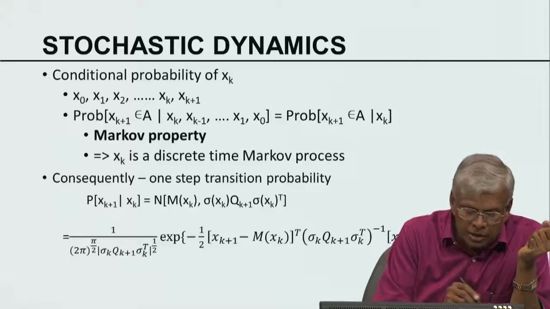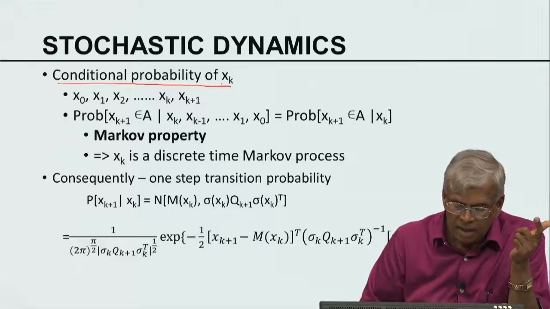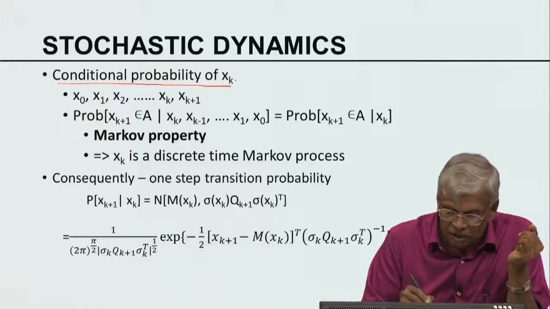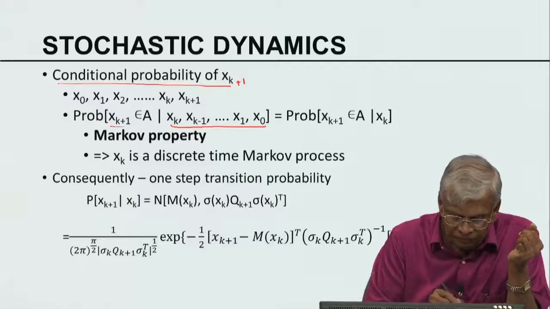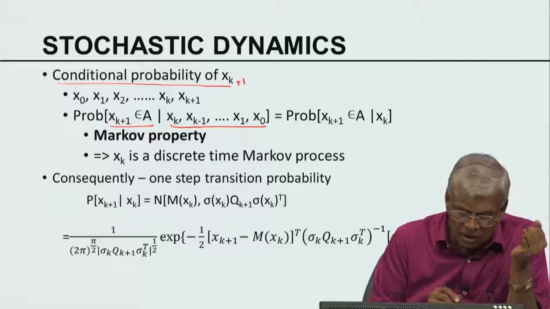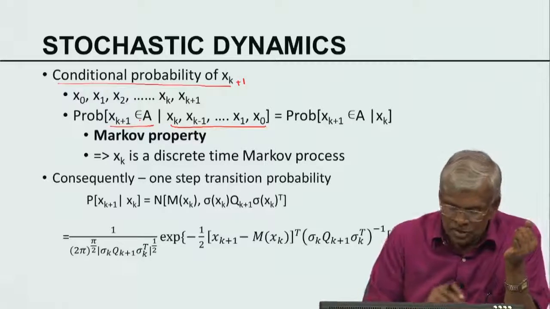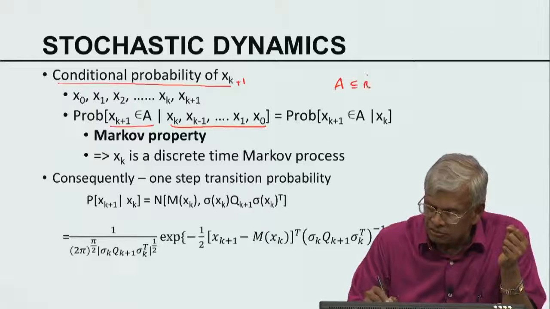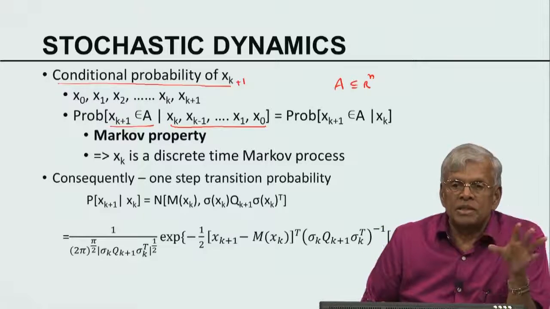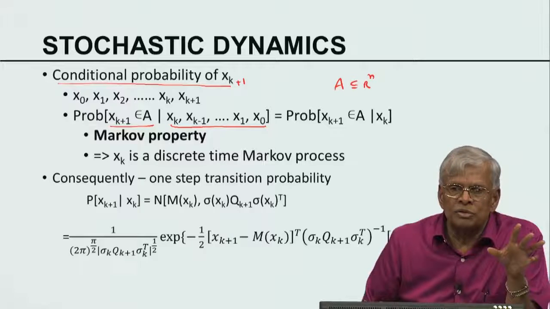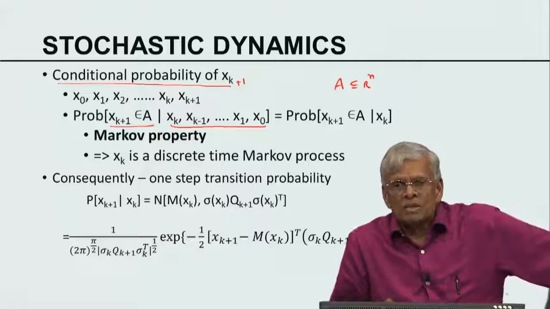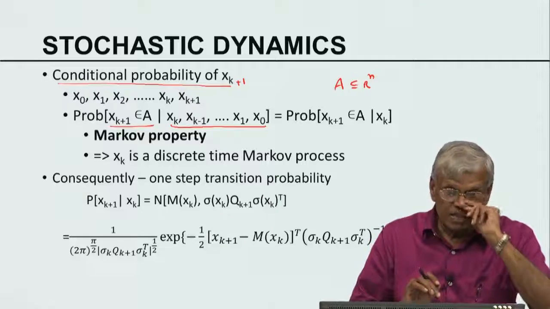We are interested in the conditional probability density of xk. We are interested in the evolution of conditional probability of, I should say, xk plus 1 given the past. So what is the probability that xk plus 1 will find itself in a state in a set A? So A is supposed to be in this case a subset of Rn. Please realize in some cases we use A for the subset, in some cases we use A for matrices. So the occasion will tell you what that symbol means.